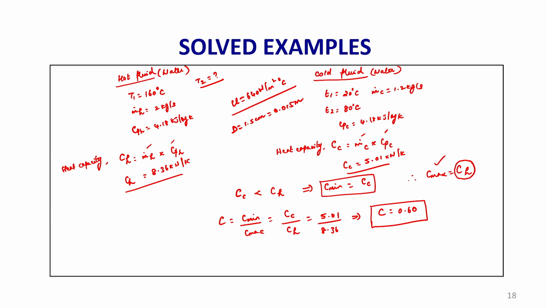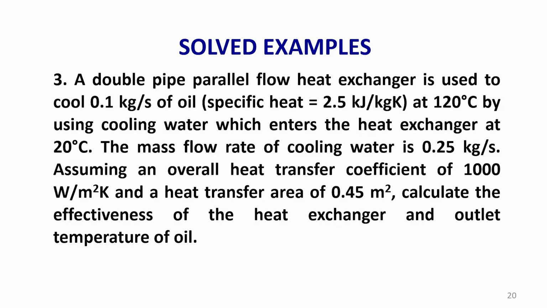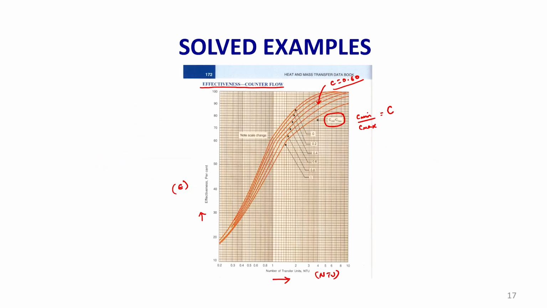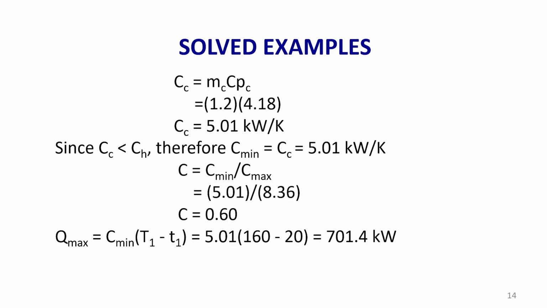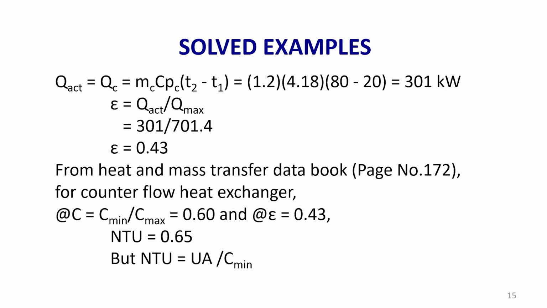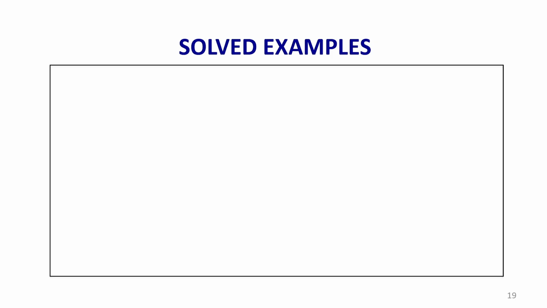Once I know the effectiveness value, and the C value is known, using these two I will find the NTU. Once I know the NTU, I can find the area. To find the effectiveness, we can use this formula: effectiveness is equal to Q actual divided by Q max.